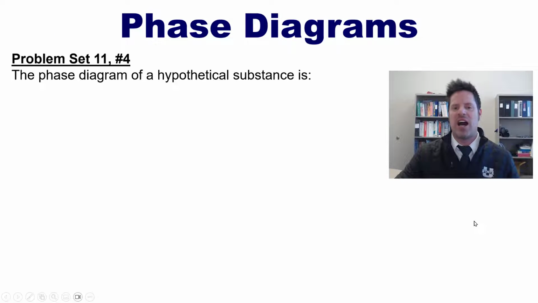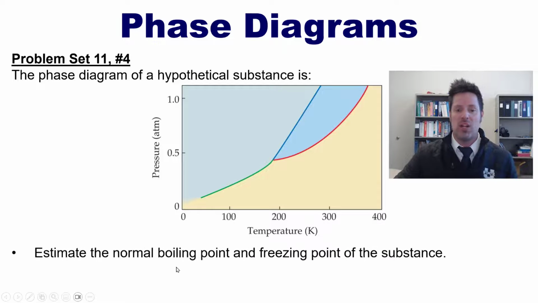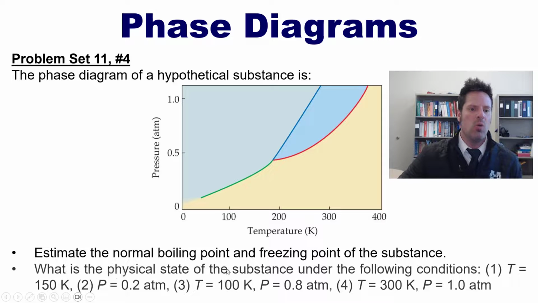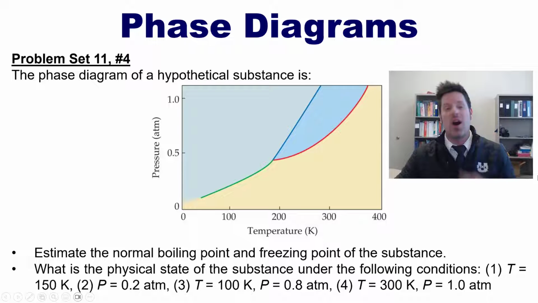That takes us to a beautiful example question. The phase diagram of a hypothetical substance is shown right here, taken from our text referenced in the description below. I want you to estimate the normal boiling point and freezing point of this substance, and then separately figure out what is the physical state, solid, liquid, or gas, of this substance under each of the listed conditions here. I'm not going to do this for you, but I invite you to try this on your own.